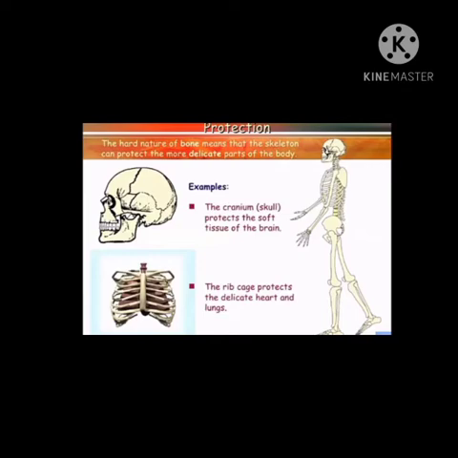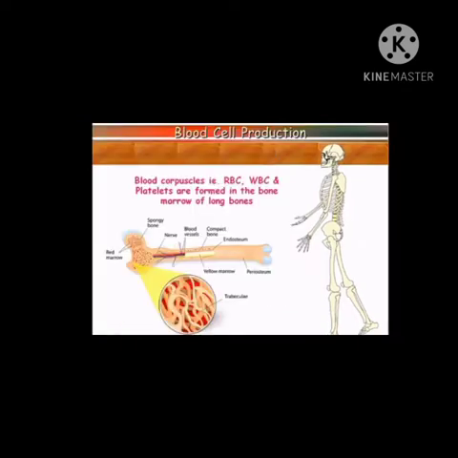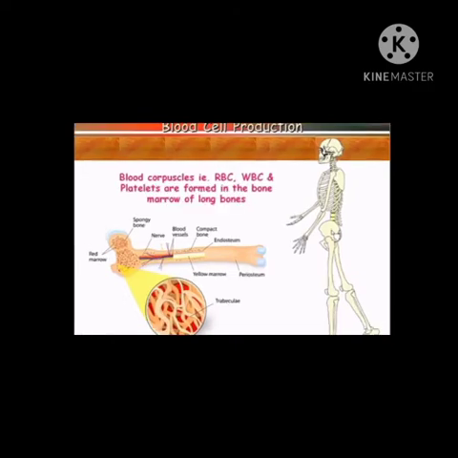Now sternum and ribs, this rib cage also plays a vital role in the process of breathing. Okay, now next is the skeleton system. It helps in the production of blood corpuscles, especially RBCs, WBCs and platelets. They are actually formed in the bone marrow of the long bones.